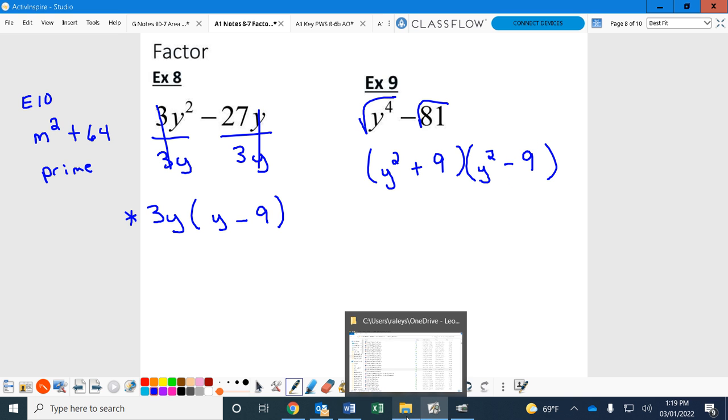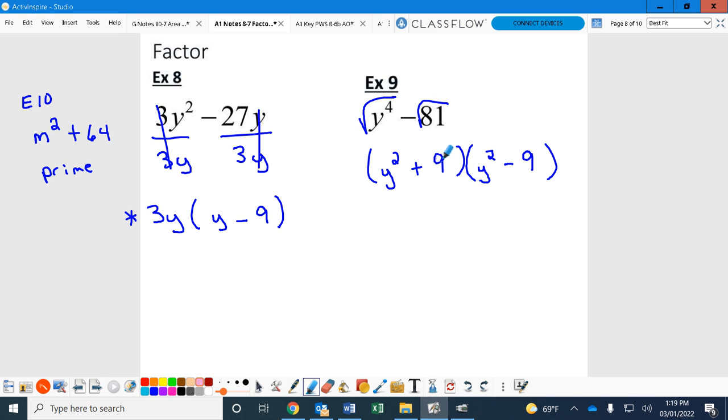Are you okay so far? Okay, do you see this one has a plus in it? Can it break down any more? No. But this one has a minus. Are both the things on either side of that minus perfect squares? Yes. Then you could keep going. So we're going to bring down this first one. You cannot change it because it has a plus in it. And then we're going to break this into two sets of parentheses. One of them will be plus, one of them will be minus.